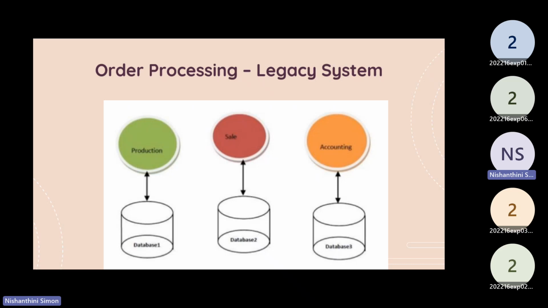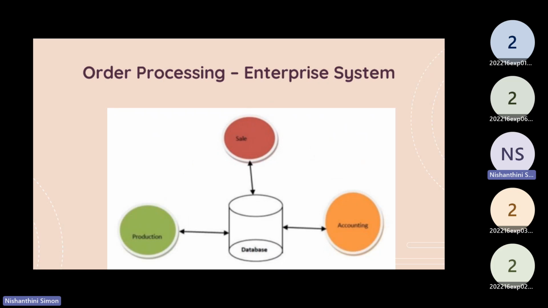But if they are using an enterprise application, then what's going to happen? Now we have only one system with one database where all the data is going to get saved. So the same process, sales, accounting, and production, is coming into the same system. Once the sales division generates the order in the same system, they can send, maybe in a click, the notification to the accounting division. So they no longer need to enter the same data again.